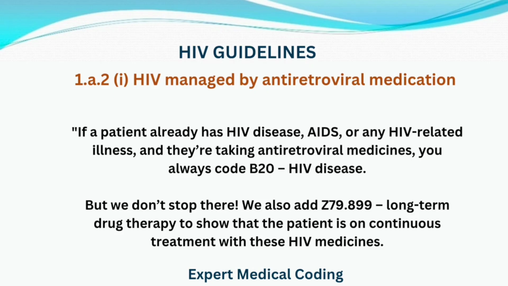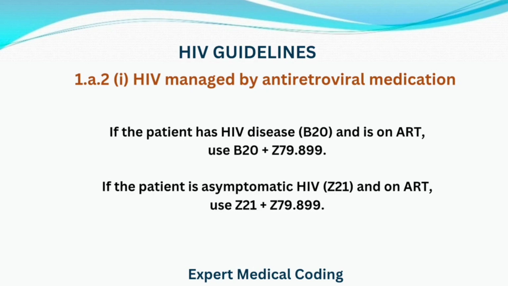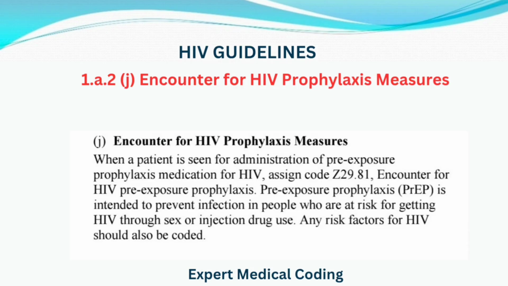But we don't stop there. We also add Z79.899 long-term drug therapy to show that the patient is on continuous treatment with these HIV medicines. If the patient has HIV disease and is on antiretroviral treatment, use code B20 plus Z79.899. If the patient is asymptomatic HIV and on ART, antiretroviral treatment, use code Z21 plus Z79.899. Now let us see the next guideline.